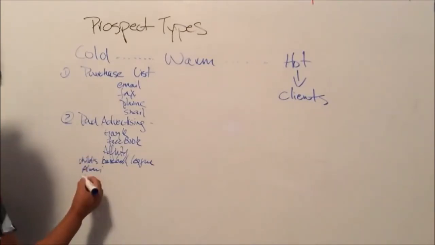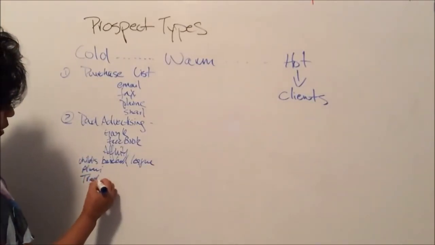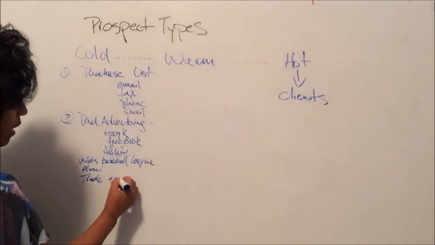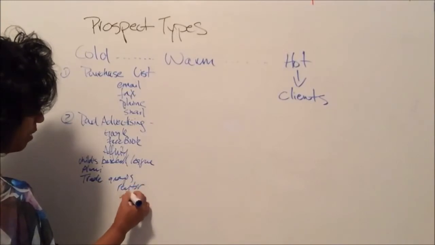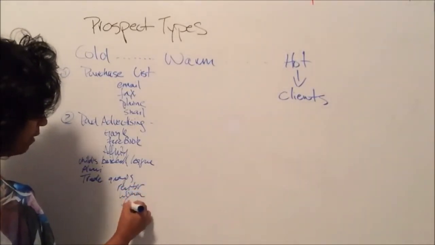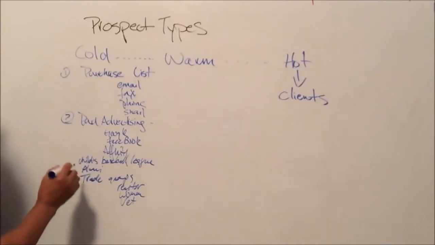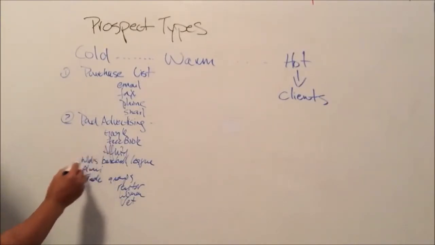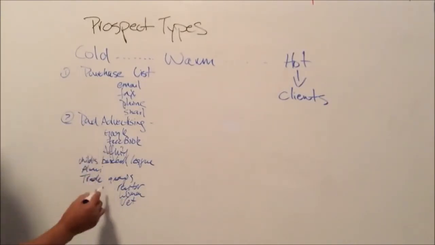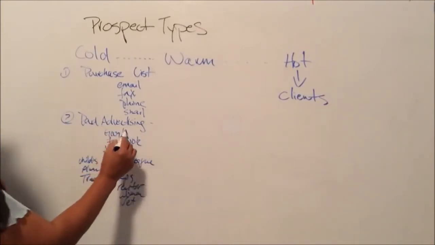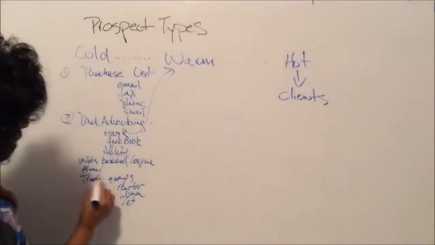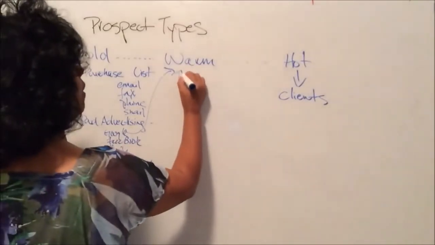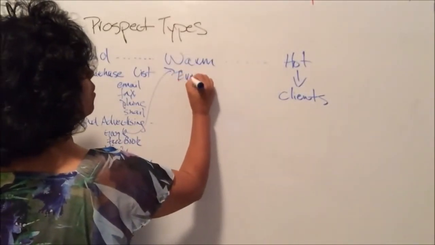And then some of the other things is groups. If you belong to any sort of trade groups, like let's say realtors, women business owners, vets in business, something like that. So what you can do is, if you advertise with some of these methods and people respond to you, now they've moved over into the warm category.